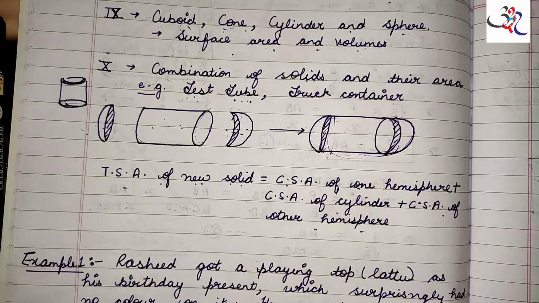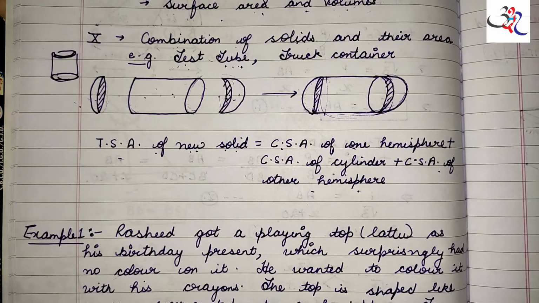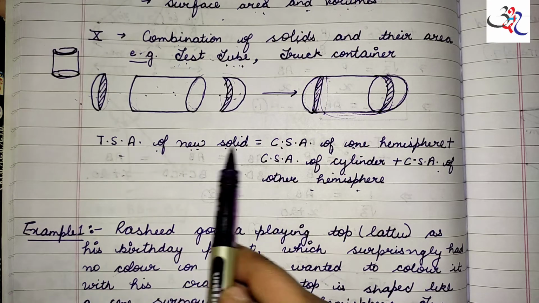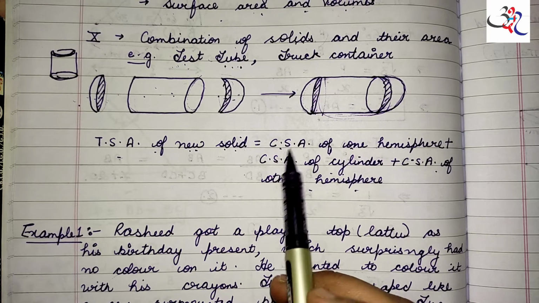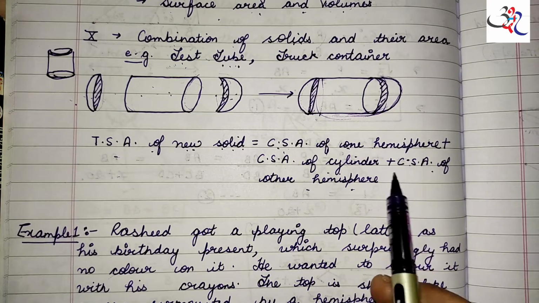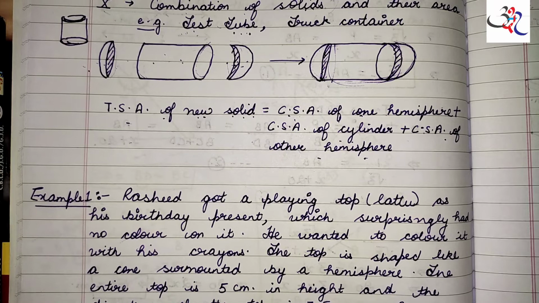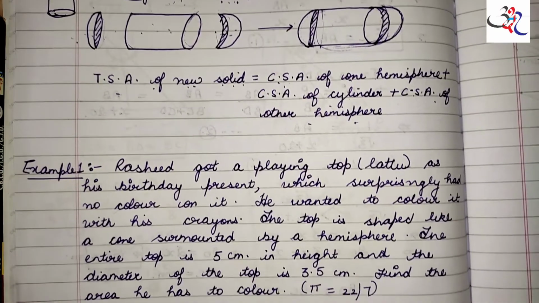So using this approach, if I am combining any two figures and I have to find out the total surface area of the new solid, then I will take the curved surface area of each figure and then do the addition, so that my resulting figure will have the total surface area.